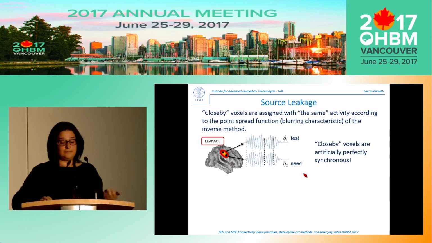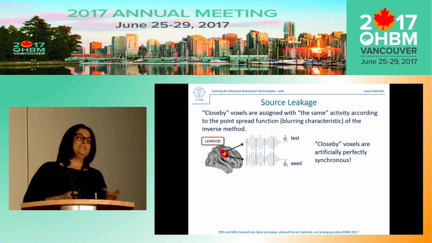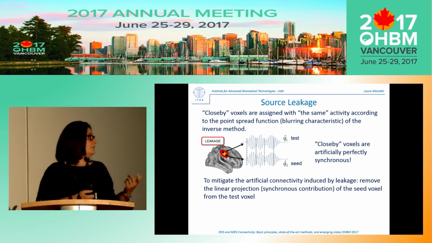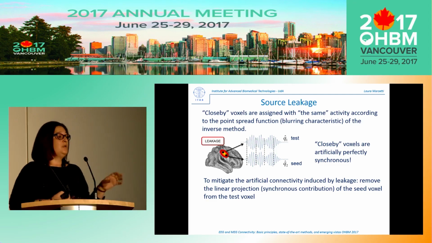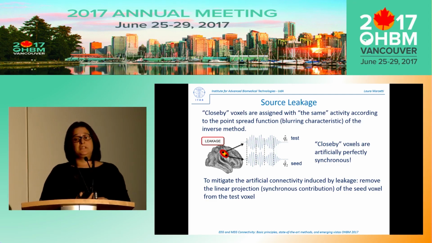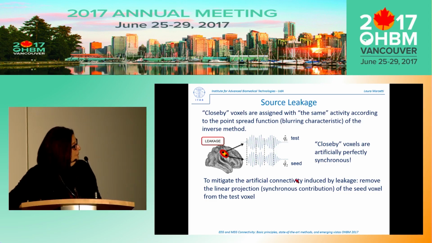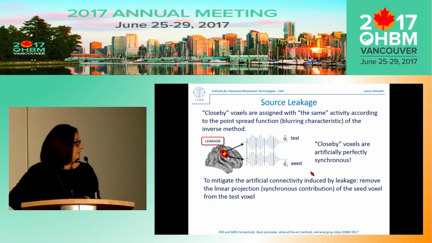So one possible option is to mitigate this effect in a similar way to what we have been hearing about with regard to the sensor level, and that is to try to remove some synchronous activity from one source to the other. Now, in the framework of amplitude correlation, what is usually done is what is called signal orthogonalization. Let's consider two sources here. One of these is the test source, and another one is, for instance, our seed source, so our reference point in the brain with respect to which we want to calculate connectivity.